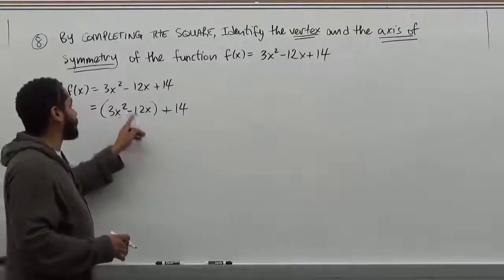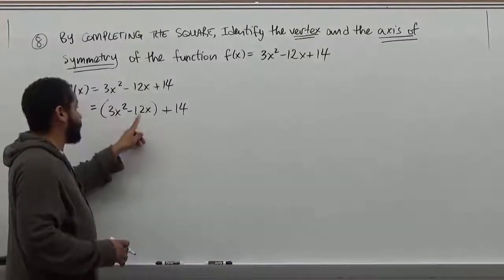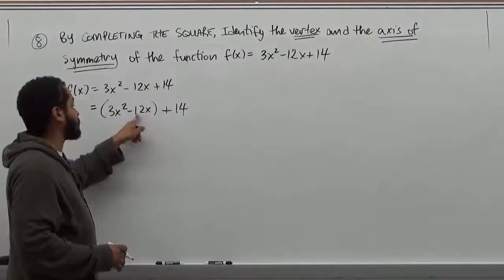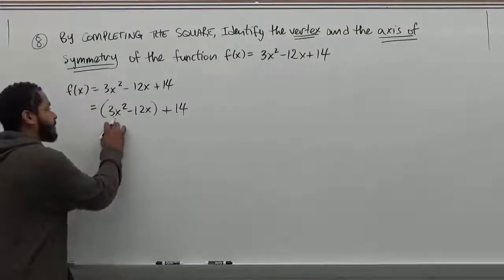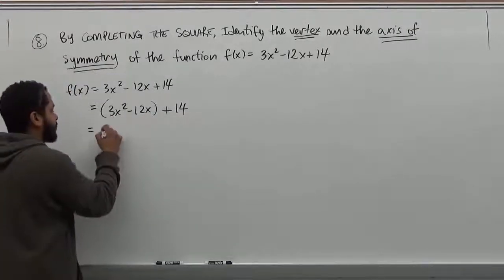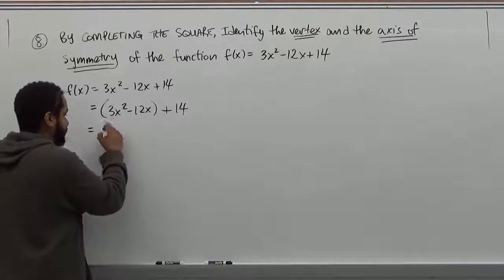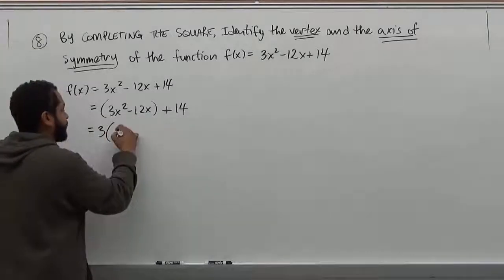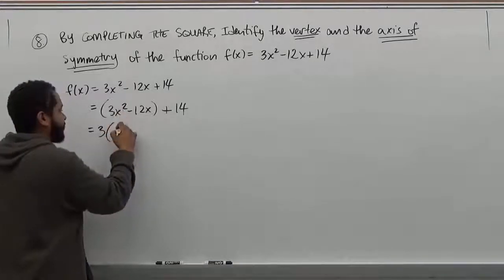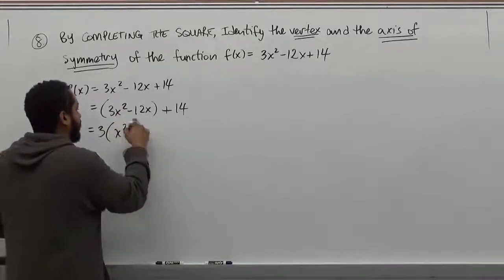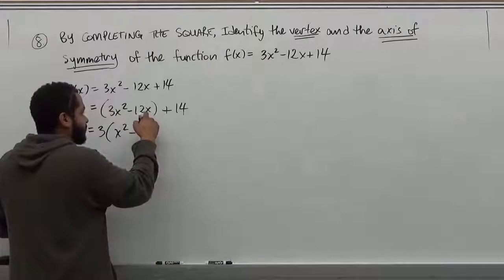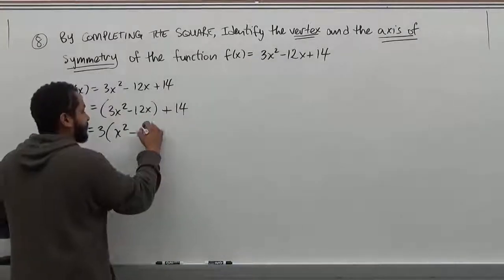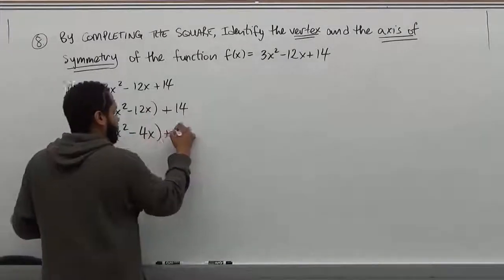So we're going to factor out the greatest common factor of the x squared. We don't care so much what the common factor of the 12x is. We just want to get this x squared to be 1x squared. So we're going to factor out the 3. What's left over is we divide both of these terms by 3. In this case, 3x squared divided by 3 is just x squared, and negative 12x divided by 3 gives us negative 4x.